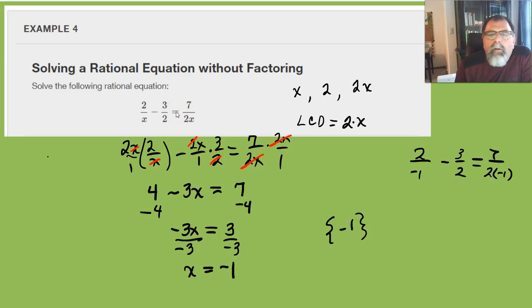So the only number you wouldn't be allowed to use is if x was 0, it would make this 0. And same thing here. If x is 0, it would make that 0. So 0 is not allowed.